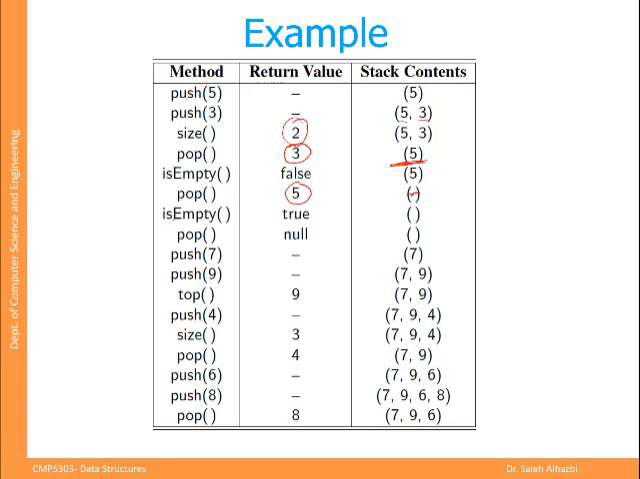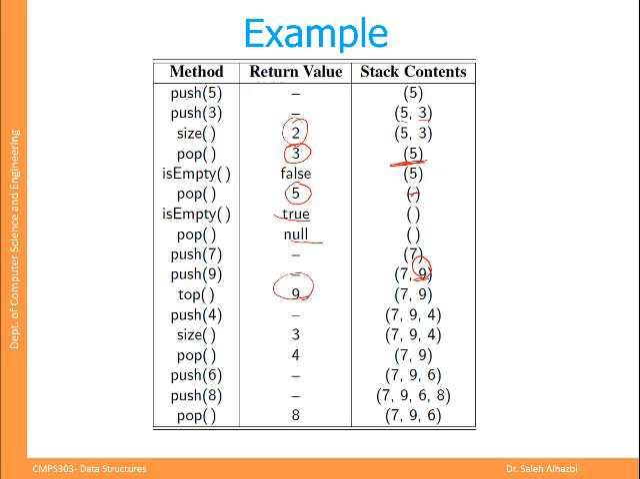So now if we call the method is empty, it will return true. Pop now will return null because the stack is empty. Push 7, so the stack will have 7. Push 9, it will be 7 9. Top will return the element on top of the stack, which in this case is 9, but it will not remove it, so after that 9 is still there.